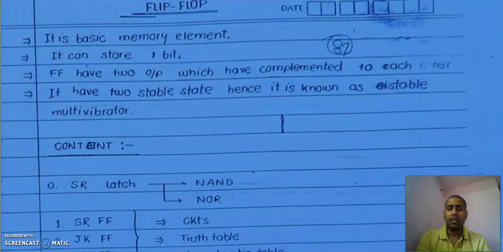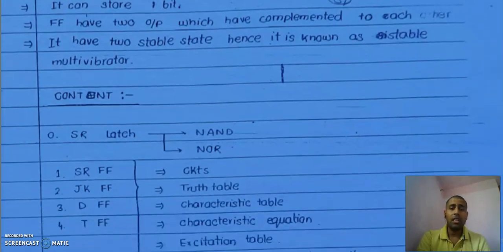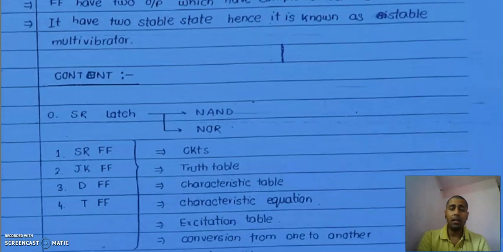In this chapter, we will study the SR latch using NAND gate and NOR gate, SR flip-flop, JK flip-flop, D flip-flop and T flip-flop. And for all these latches and flip-flops, we will see the circuit diagram, truth table, characteristic equation, excitation table and conversion from one flip-flop to another flip-flop.